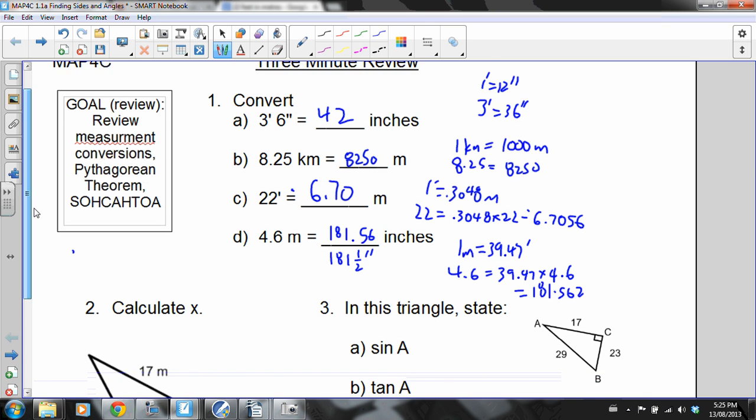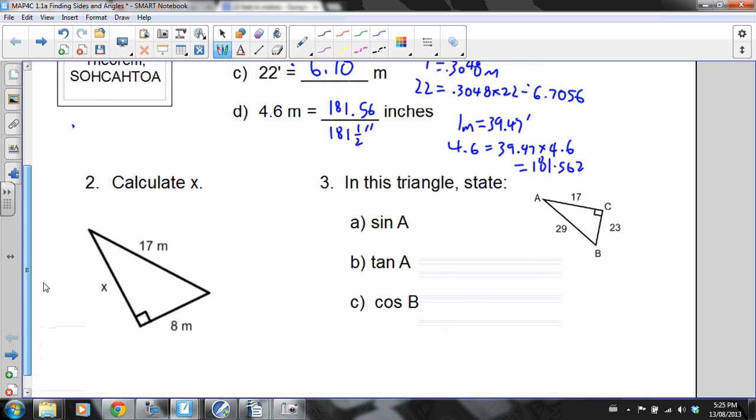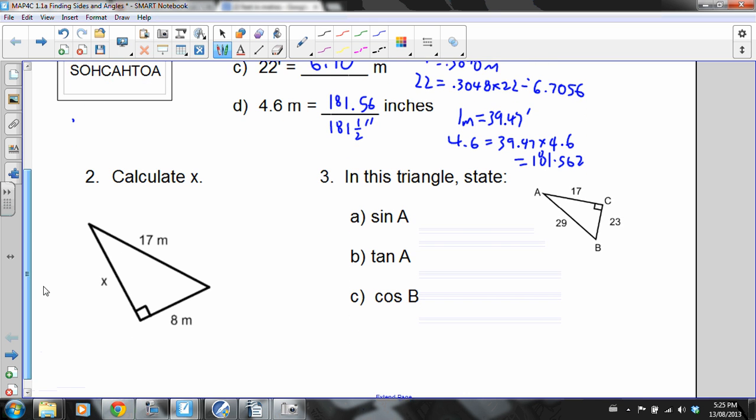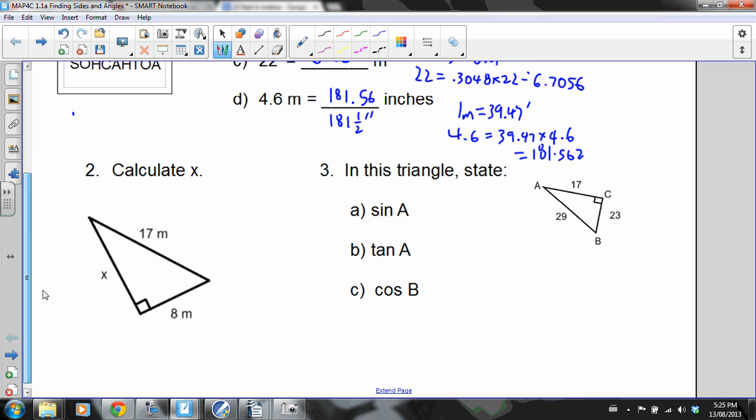Conversions. And we'll be practicing that this entire unit. So be patient with yourself. Be patient with the textbook when it asks you stuff in different units. Notice our units are all good here. We want to calculate x.